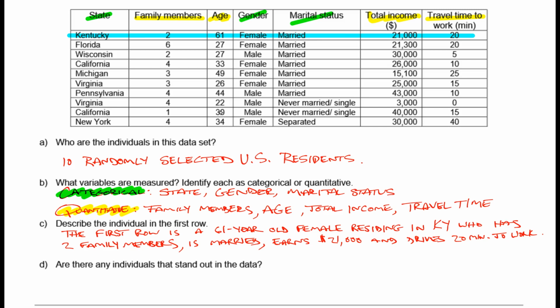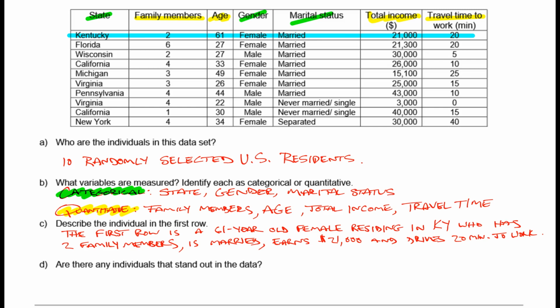Okay, the individual in the first row, that's easy. She lives in Kentucky, has 2 family members, is 61 years old, married, $21,000 total income, and takes 20 minutes to get to work. Now, let's talk about this last question. Part D, are there any individuals that stand out in the data? Well, this is a kind of a subjective question.